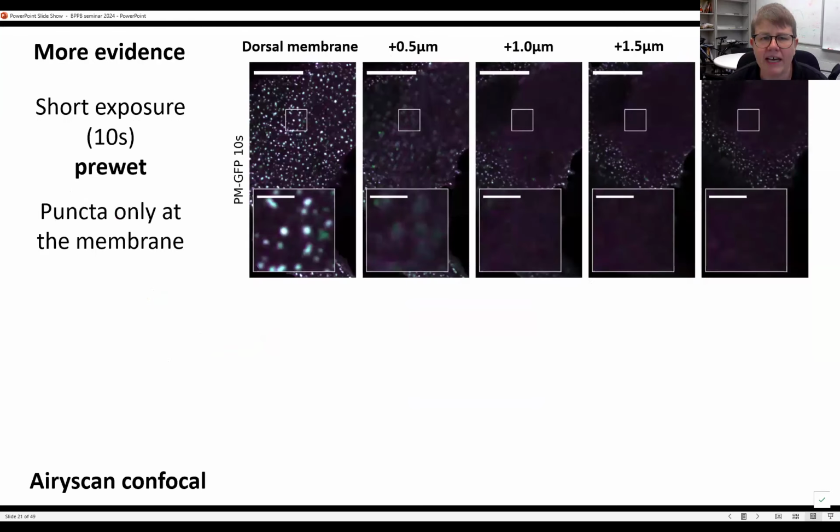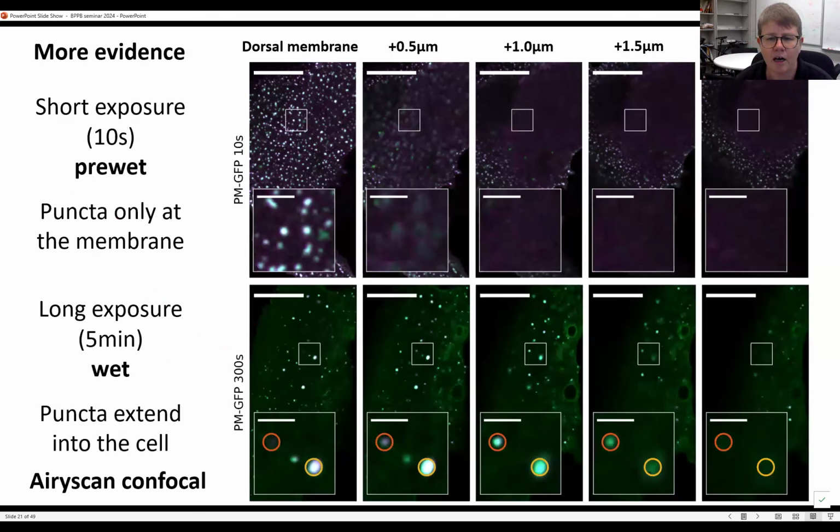Another reason we think these are pre-wet is because we can do kind of fancy confocal imaging of our cells, and they look like they're just at the plasma membrane. And so this is just imaging the bottom surface and different confocal slices as we go up, and they seem to be only at the bottom plasma membrane in this case. But if we expose our cells to a lot of light, then we take confocal slices, and we can see these domains extend into the cytoplasm.